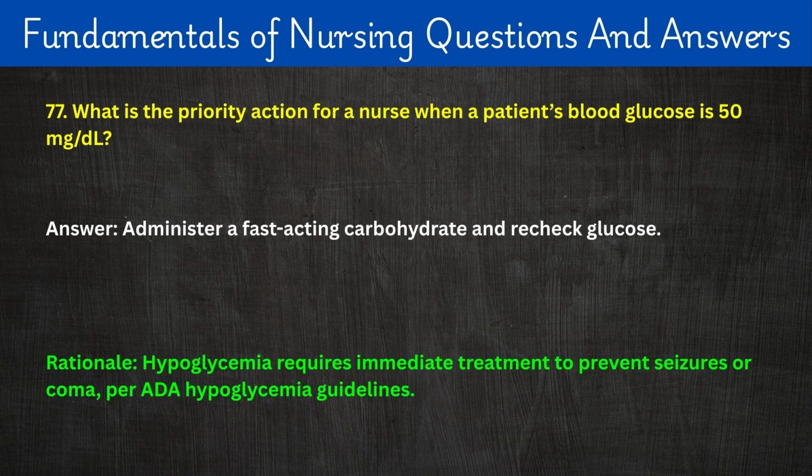77. What is the priority action for a nurse when a patient's blood glucose is 50 milligrams per deciliter? Answer: administer a fast-acting carbohydrate and recheck glucose. Rationale: hypoglycemia requires immediate treatment to prevent seizures or coma per ADA hypoglycemia guidelines.